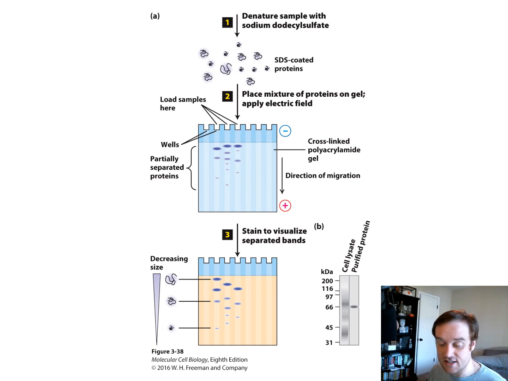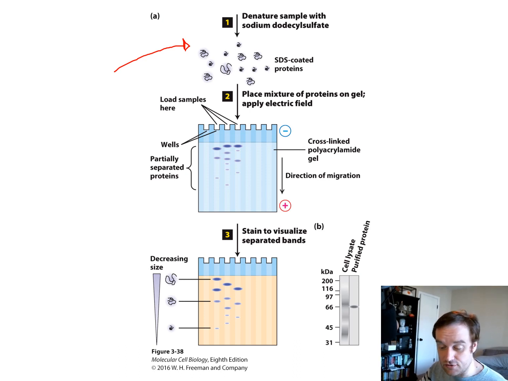When it does that, it also coats each protein with negatively charged ions that are proportional to the mass of the protein. So we're breaking this big structure apart, making them linear and getting rid of that 3D structure, and then coating it with charges. And the number of charges are associated with how big the protein is, or the mass of the protein.